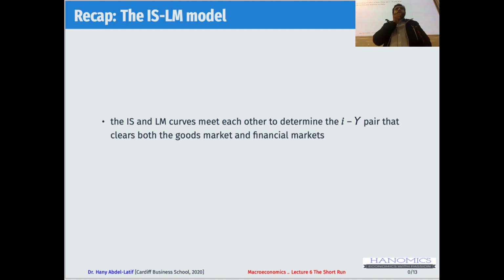So we basically had two curves. One is the IS and the other is the LM curve, and both represent equilibrium in the goods market, and when you put both together, they represent equilibrium in the goods market and in the financial markets.